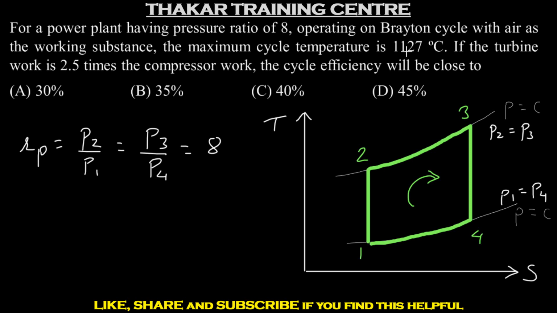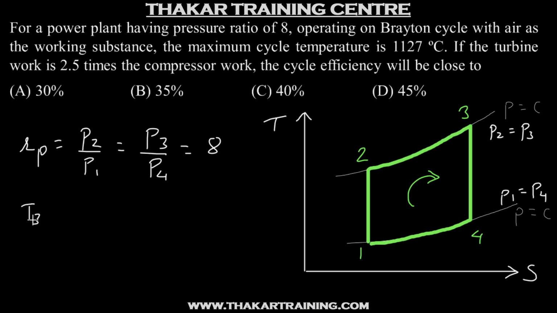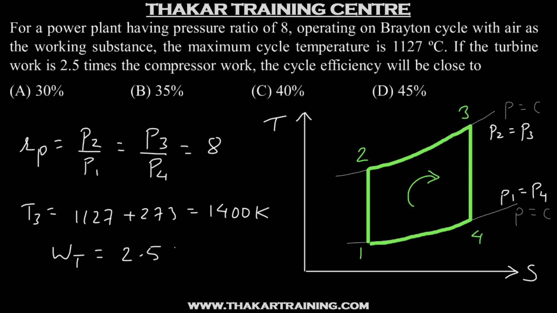The maximum cycle temperature is 1127 degrees centigrade. The maximum temperature is at point 3. So we have T3 is 1127 degrees centigrade. We'll convert it to Kelvin, so plus 273. This is 1400 Kelvin. And the turbine work is 2.5 times the compressor work. So we have turbine work is 2.5 times the compressor work. So this is the information that we have and we have to find out the cycle efficiency.